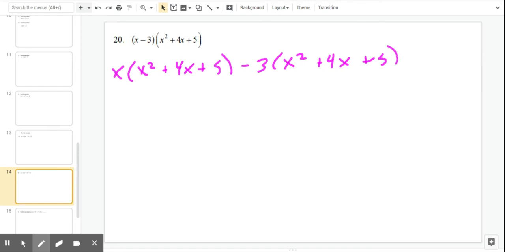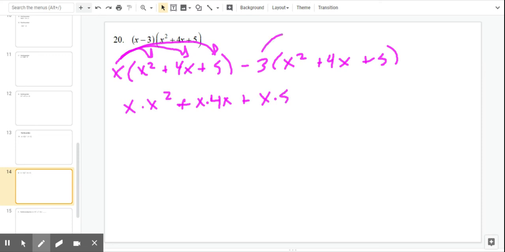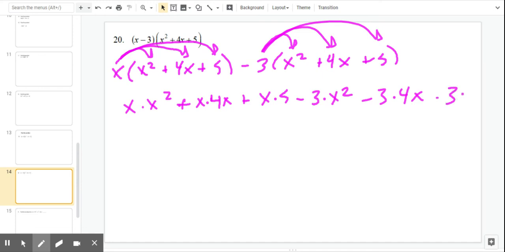And now let's actually do the distribution. So we've got x times x squared, x times 4x, so plus x times 4x, and then plus x times 5, and then minus 3 times x squared, minus 3 times 4x, minus 3 times 5.